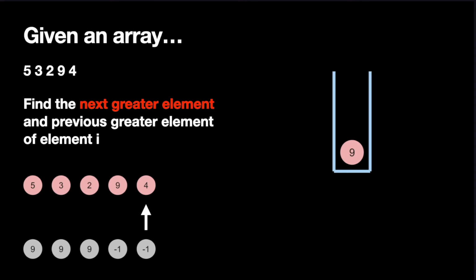Now the pointer is pointing at 4. So we want to see if that's the next greater element for the top of the stack. But 9 is greater than or equal to 4, so 9 did not find its next greater element. And 4 is also trying to find its next greater element, so we push 4 onto the stack. But now we're running out of elements in the array, so we're done.